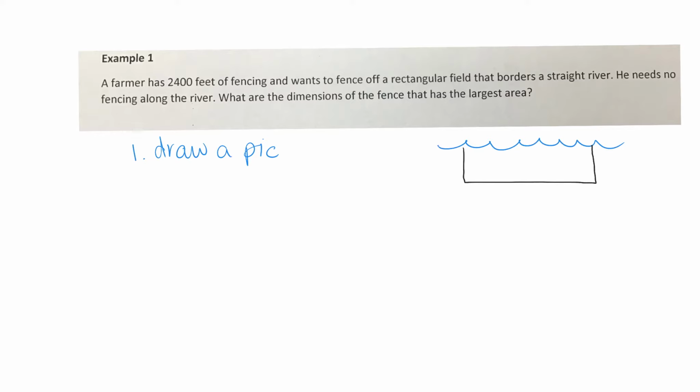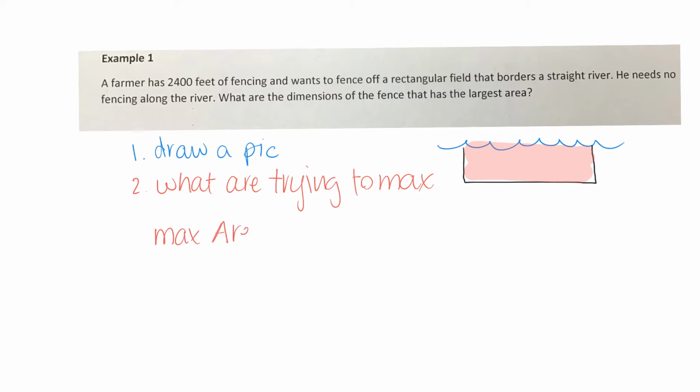So what are the dimensions of the fence that has the largest area? The second thing we're going to ask ourselves is, what are we trying to maximize? Okay, so let's read this one more time. What are the dimensions of the fence that has the largest, and largest is our keyword here, area. So we are trying to maximize area, right? Not the dimensions of the fence, but the area. Okay, so we need to max area.